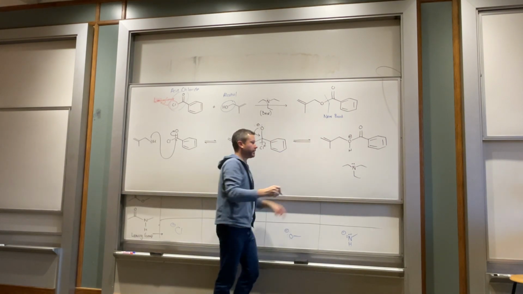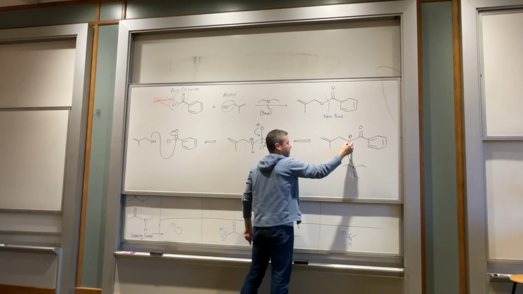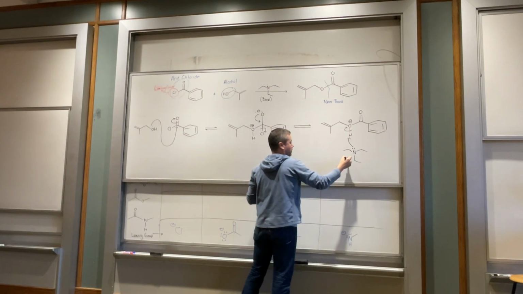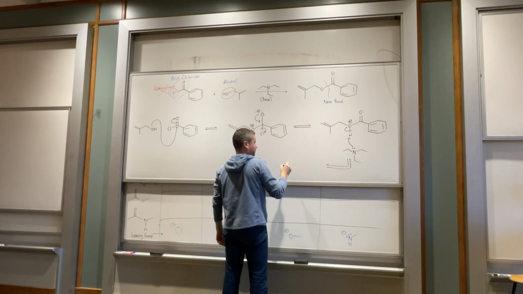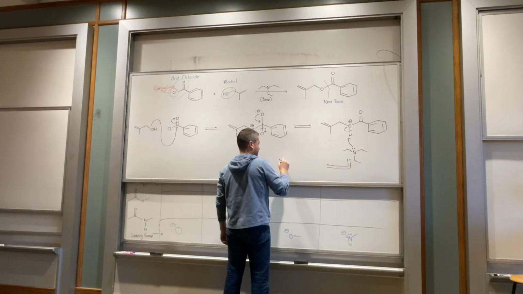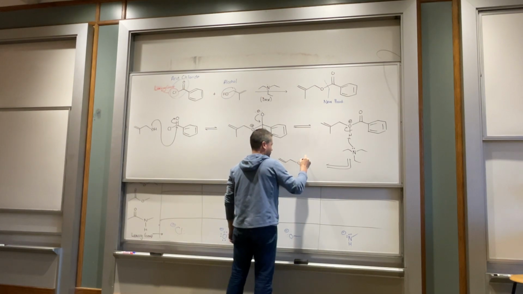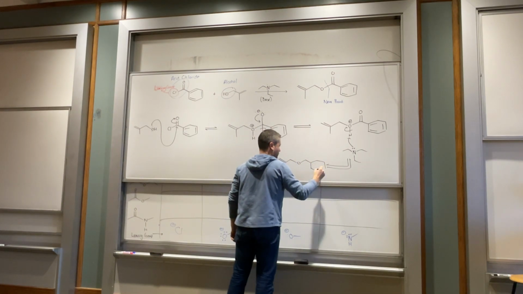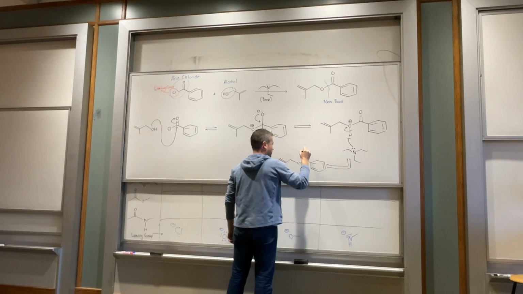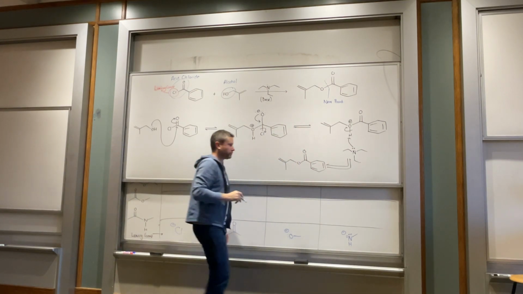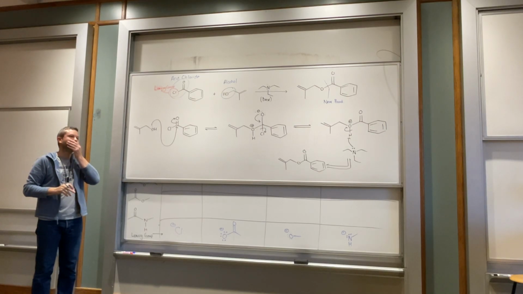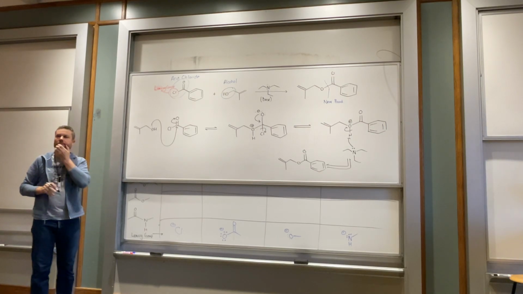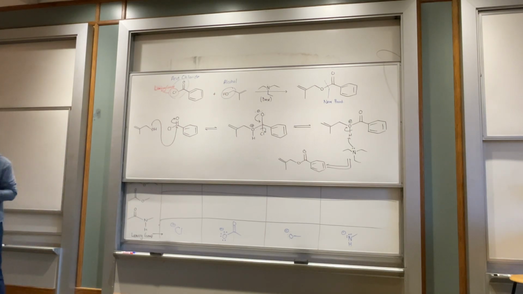So we get to this protonated intermediate, and then the base is there to pluck the proton off. That's the product. Any questions about this?